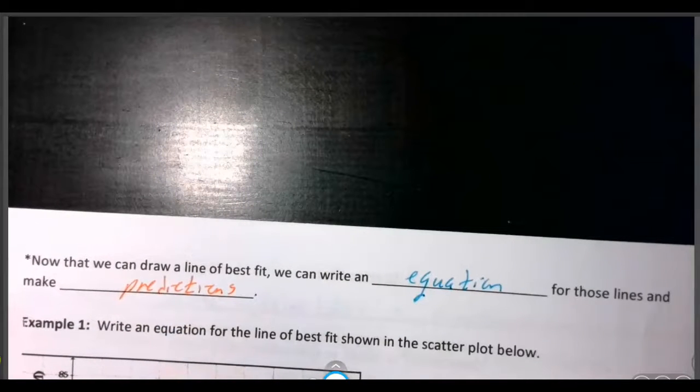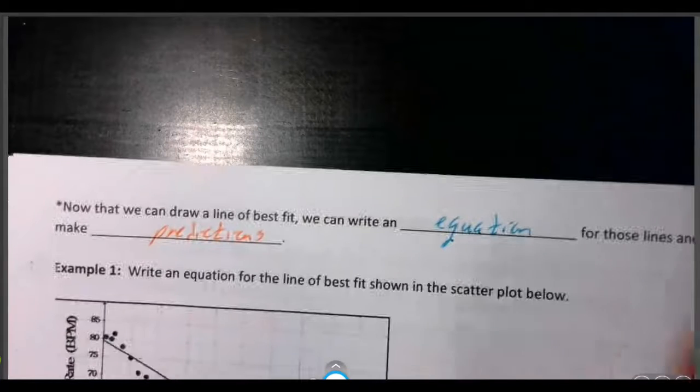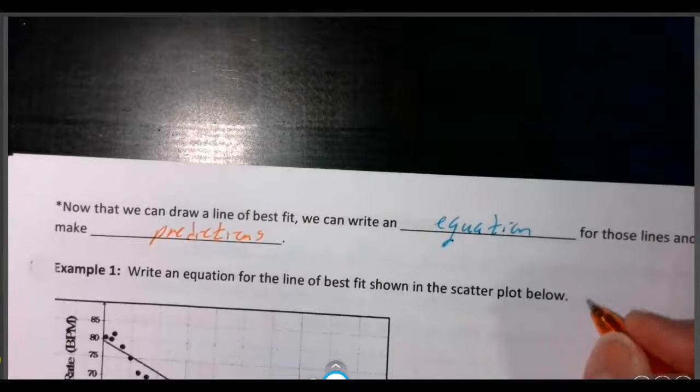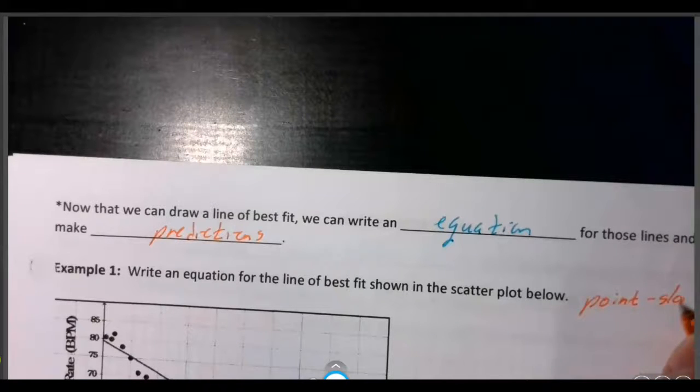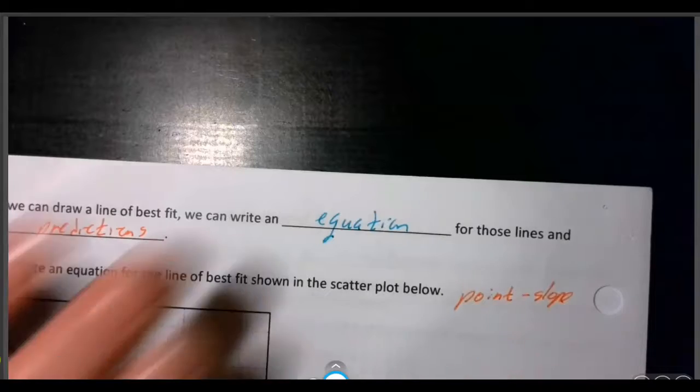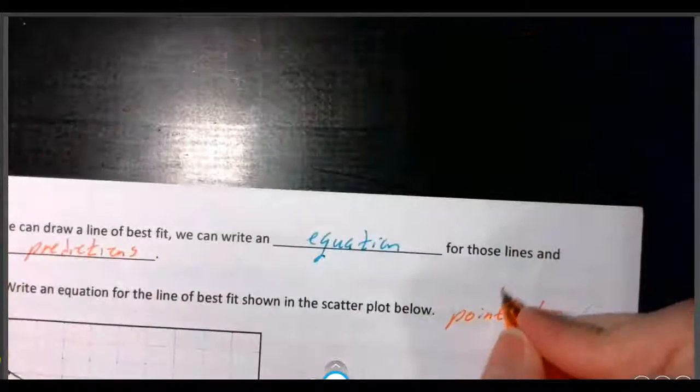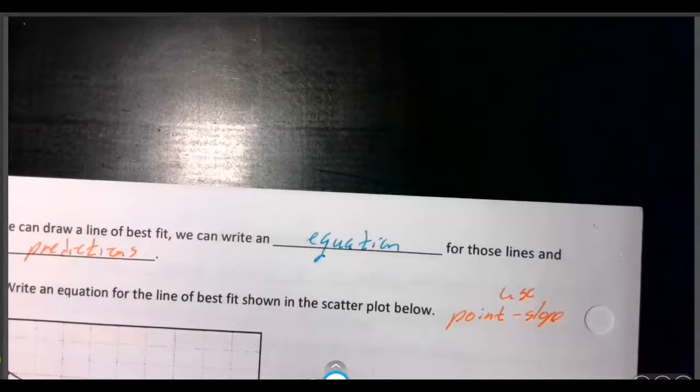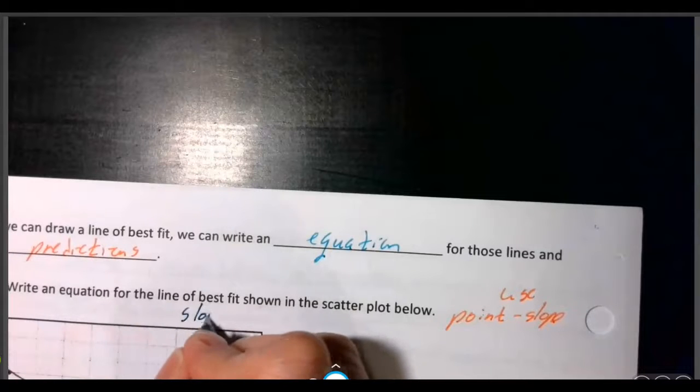Okay, write an equation for the line of best fit shown in the scatter plot below. Now, we're going to write our final equations in point-slope form. No, we're not going to write them in that form. That's what we want to use. We're going to use point-slope to get it, and we're going to write our final answer in slope-intercept.